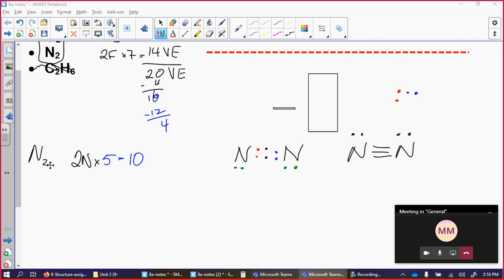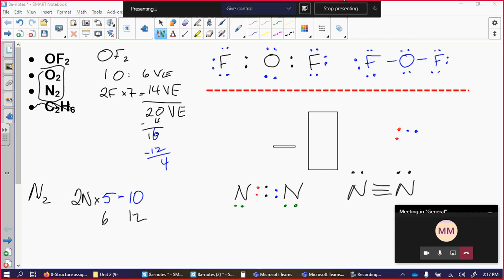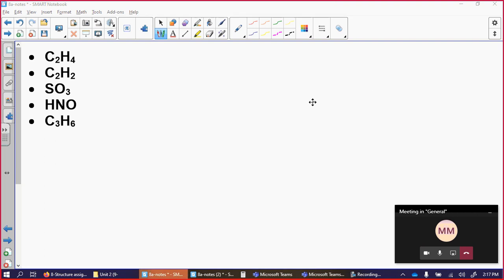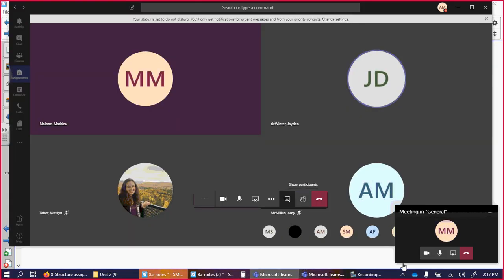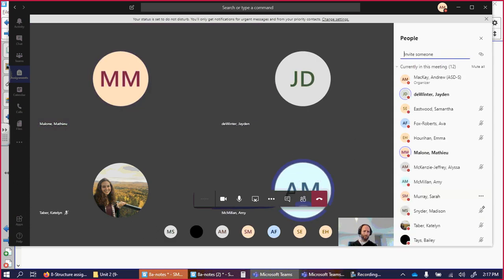Yeah, so that's a diatomic molecule. Oxygen is going to be the same, but because I had 10, I had to have 3 pairs. Oxygen has 2 more electrons, so you might be able to give a little bit of a hint. We did C2H6 yesterday. Are we good so far? Yep.